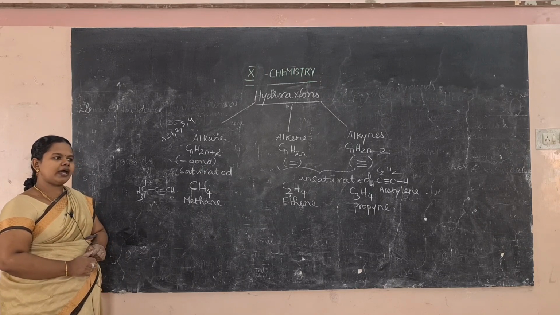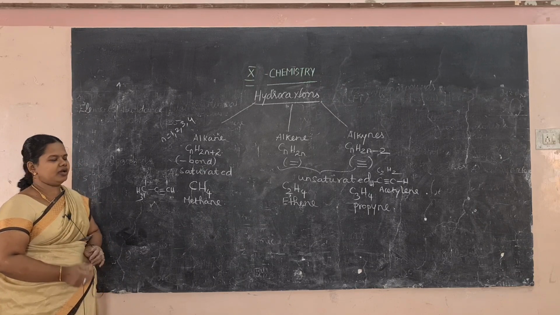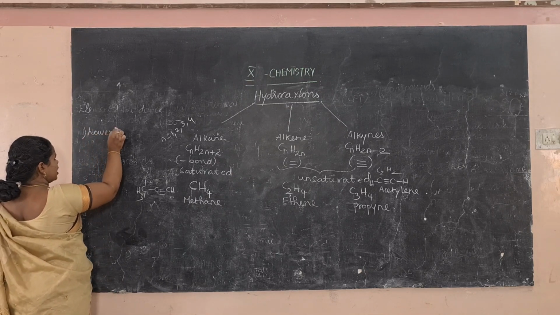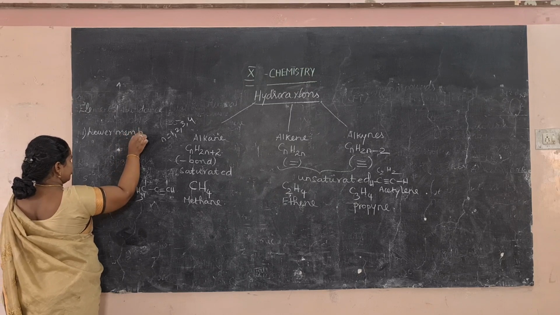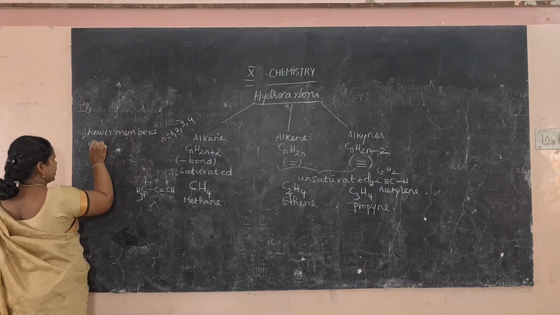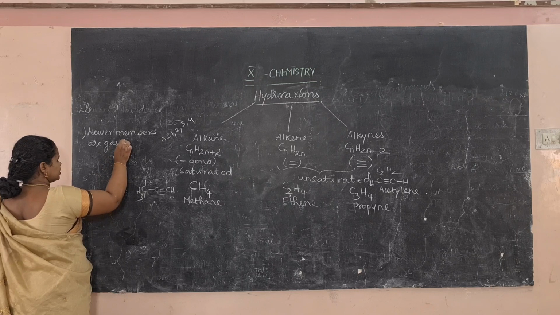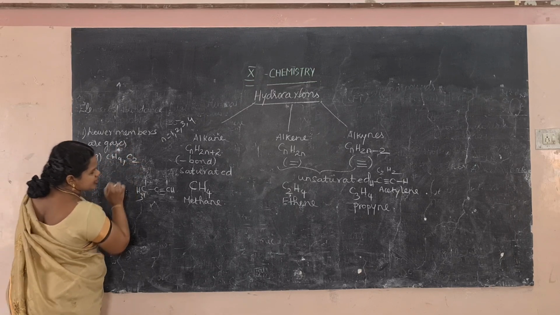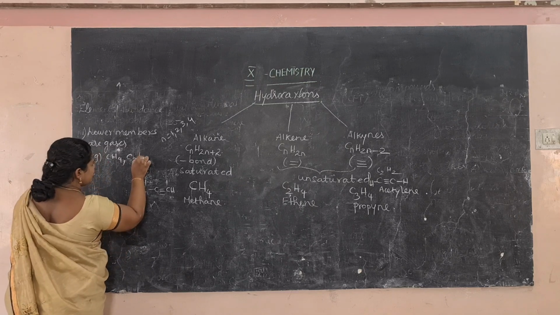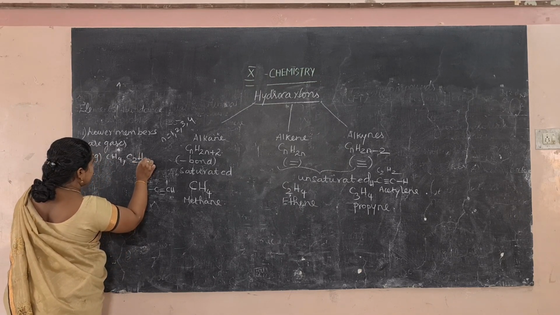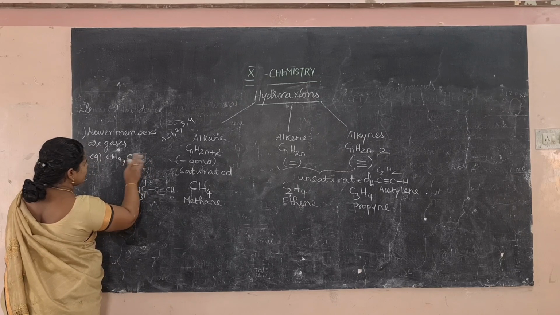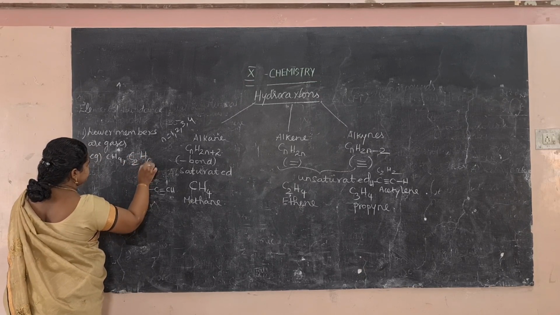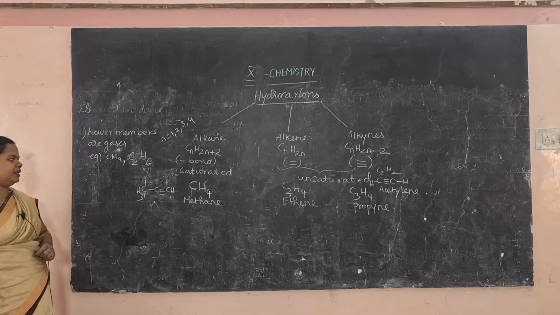Now what are the characteristic properties of hydrocarbons? The lower members of hydrocarbons are gases at room temperature. For example, methane and ethane.